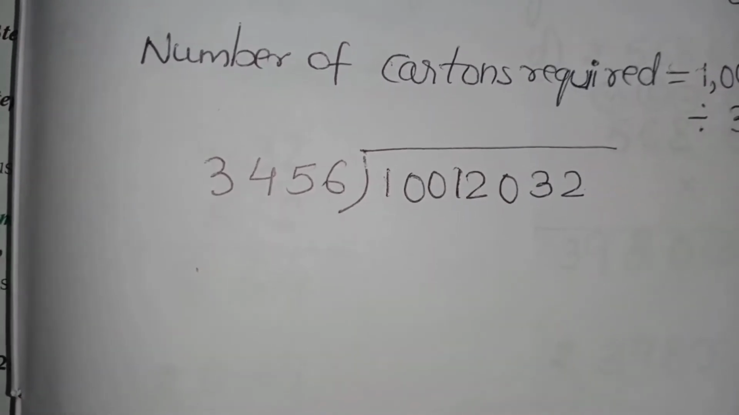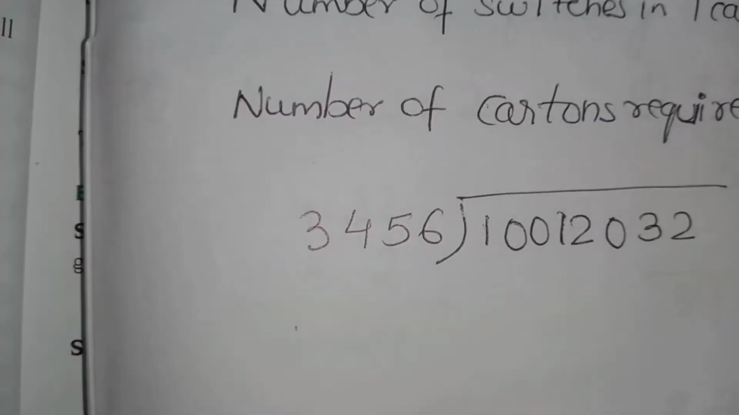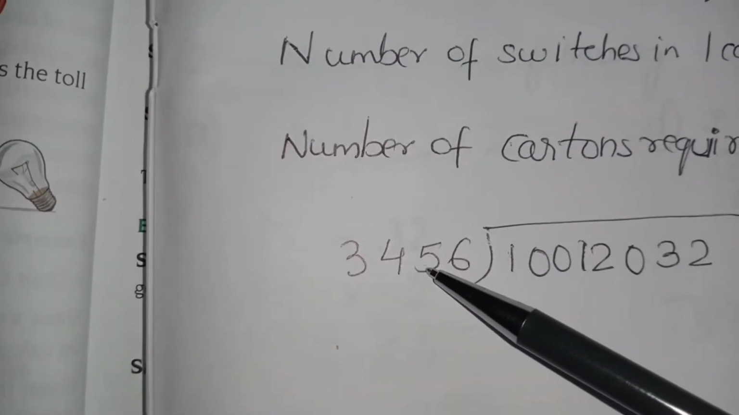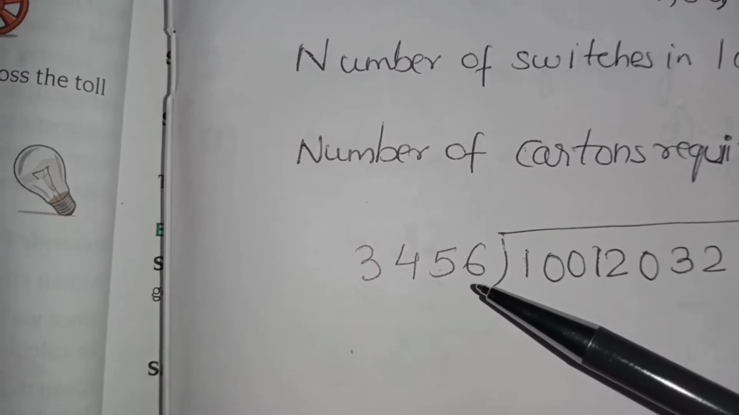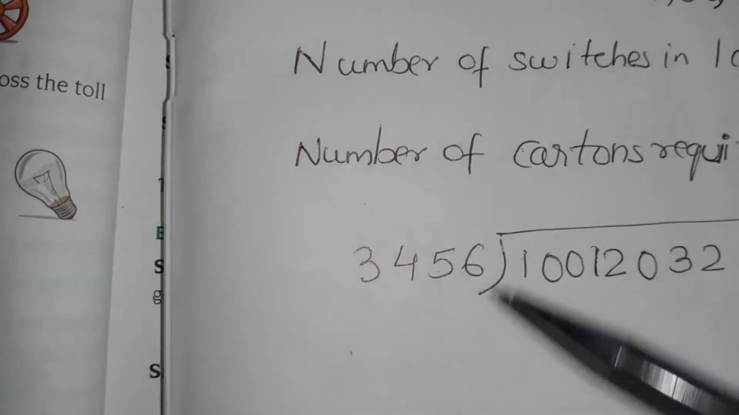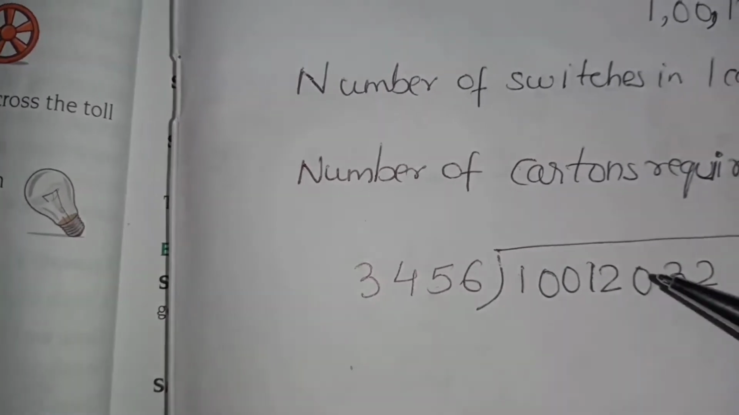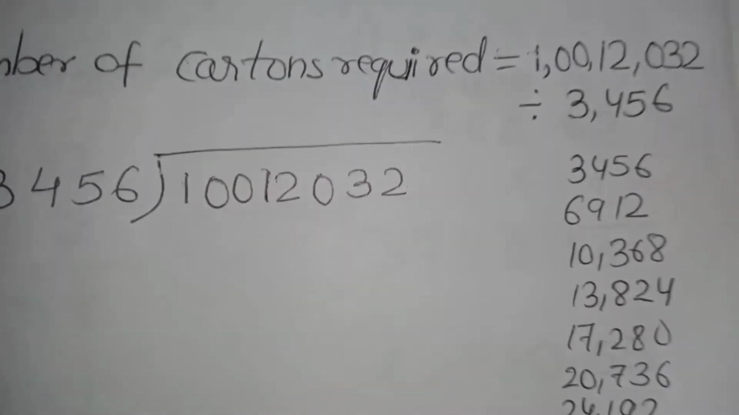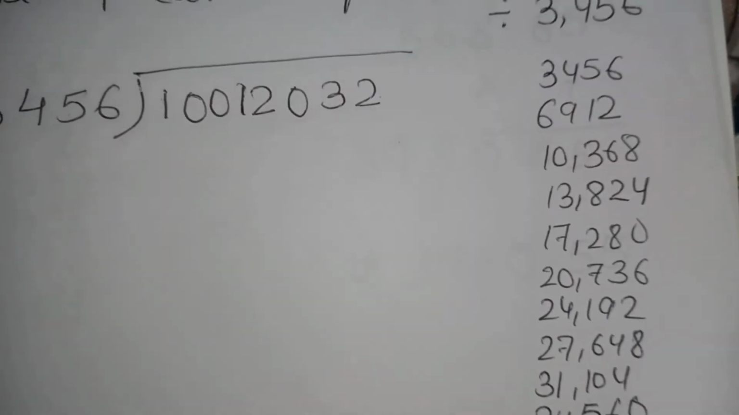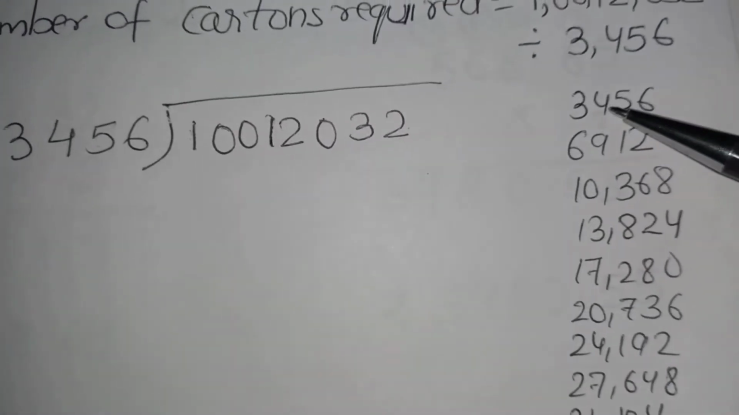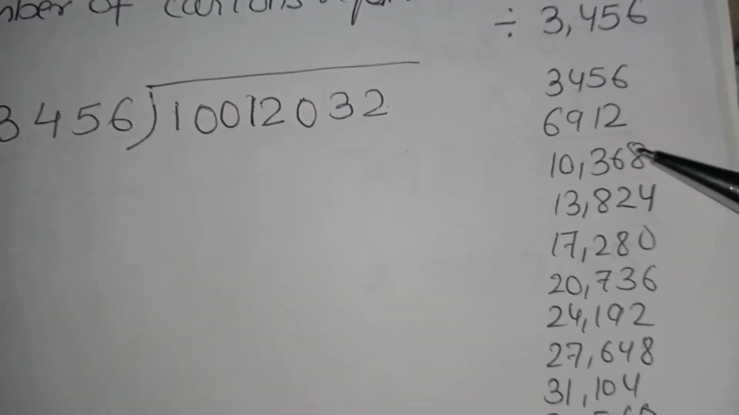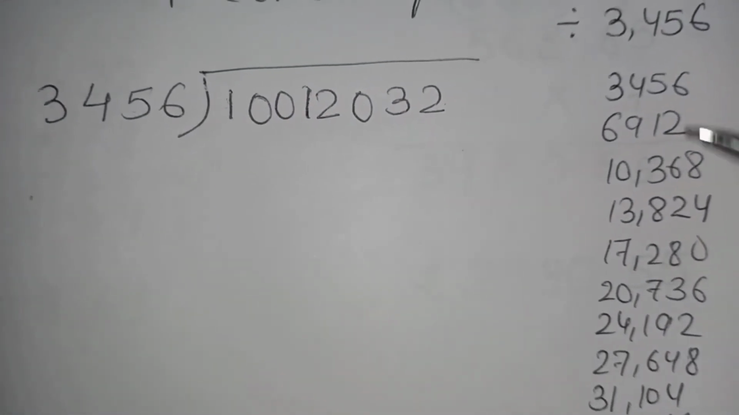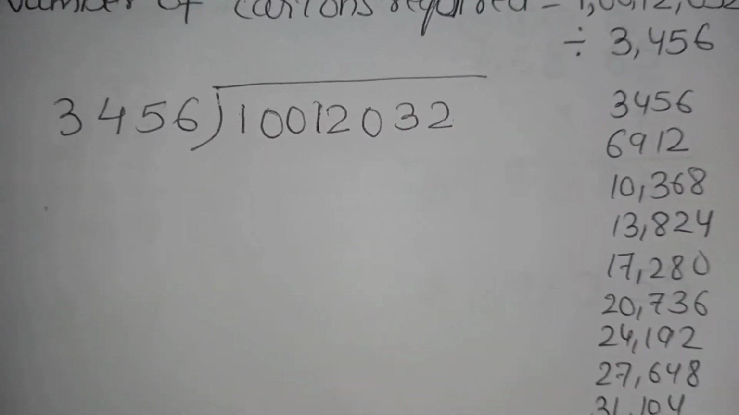So you don't know the table of this, so what you will do, you will write the table of 3,456 by multiplying by 2, then 3, 4. In this way you will write the table first, then you can do the division easily. So you see here that I have already written here 3,456, 1, 2, 3 up to 10. I have already written it so that it will become easy for us to divide.